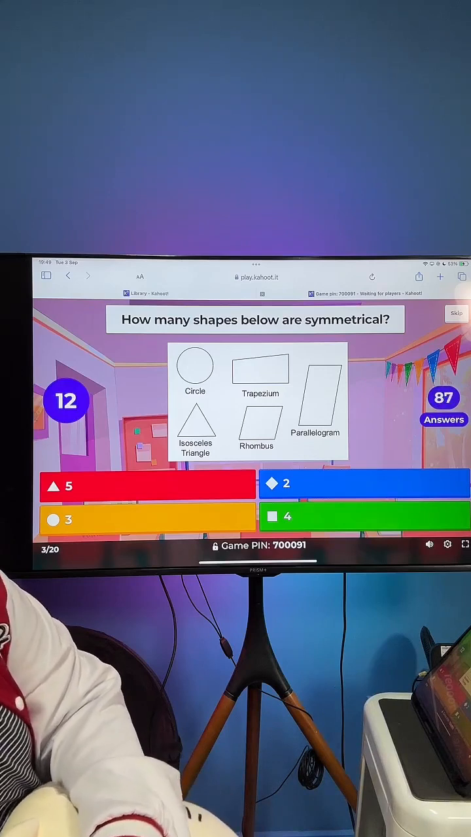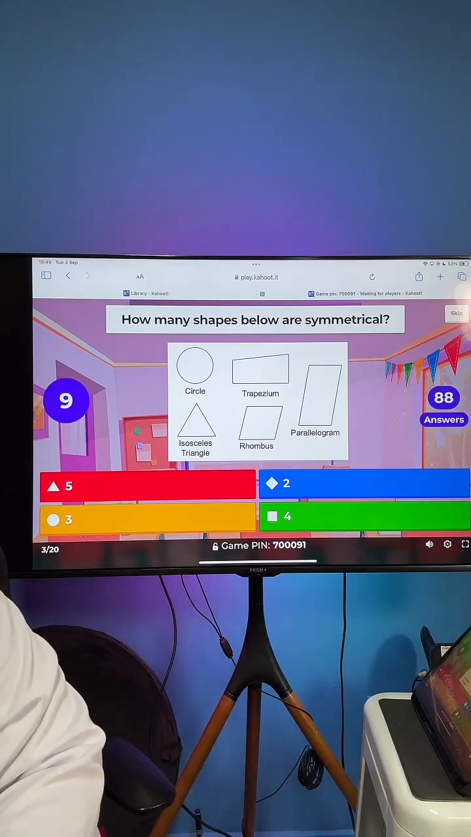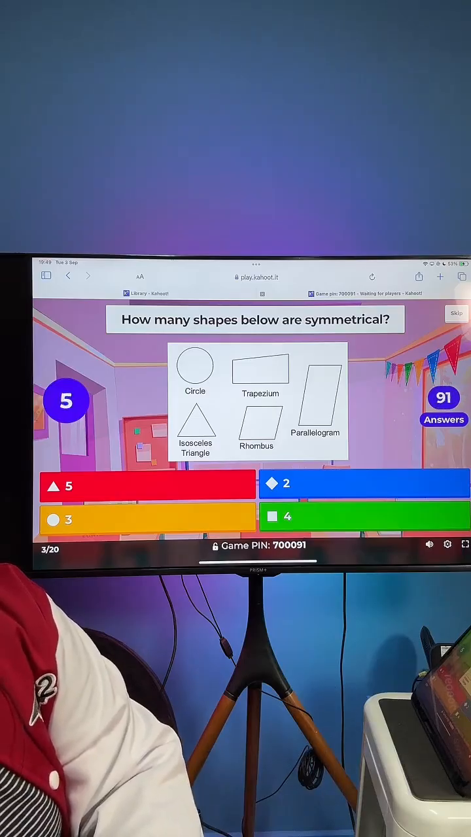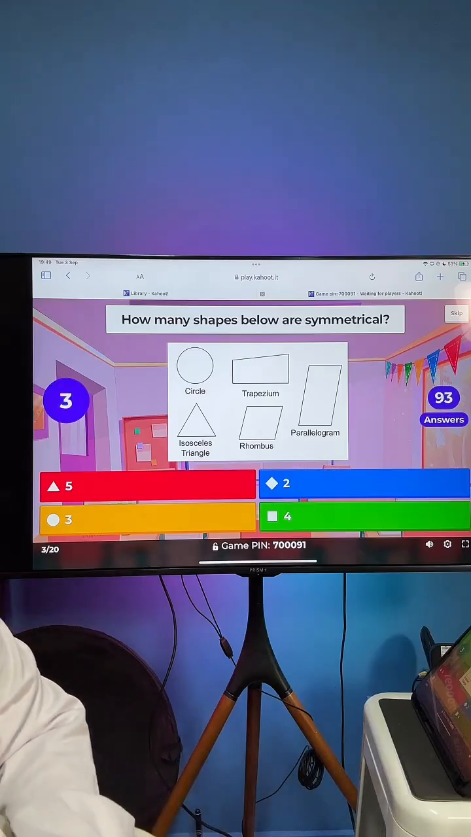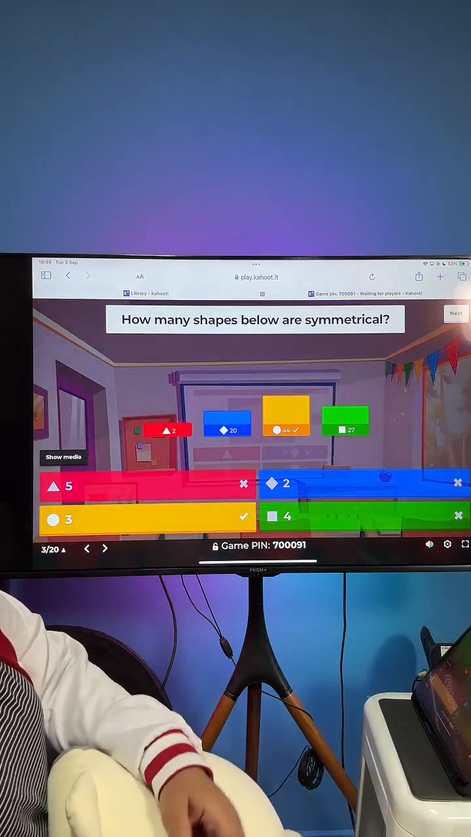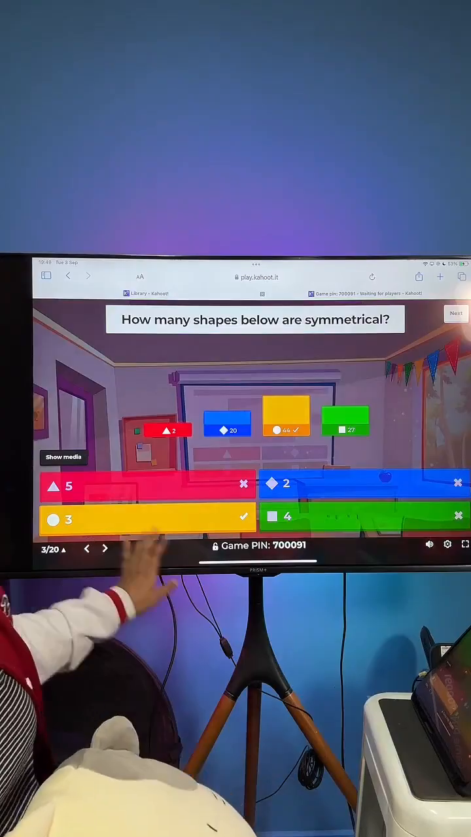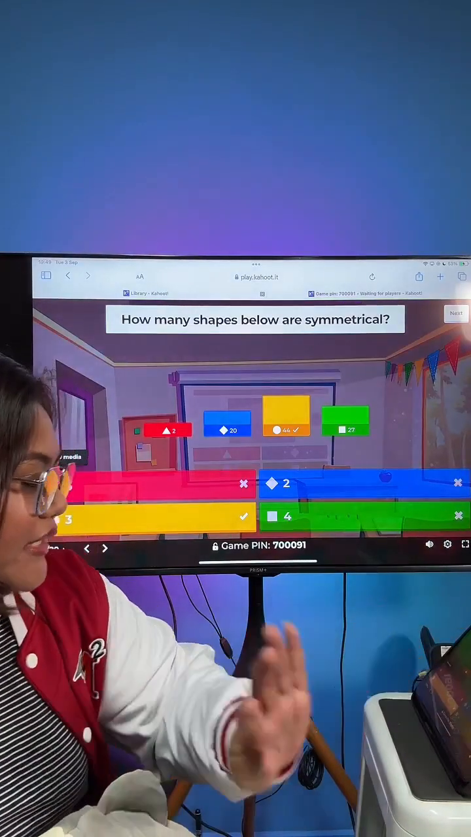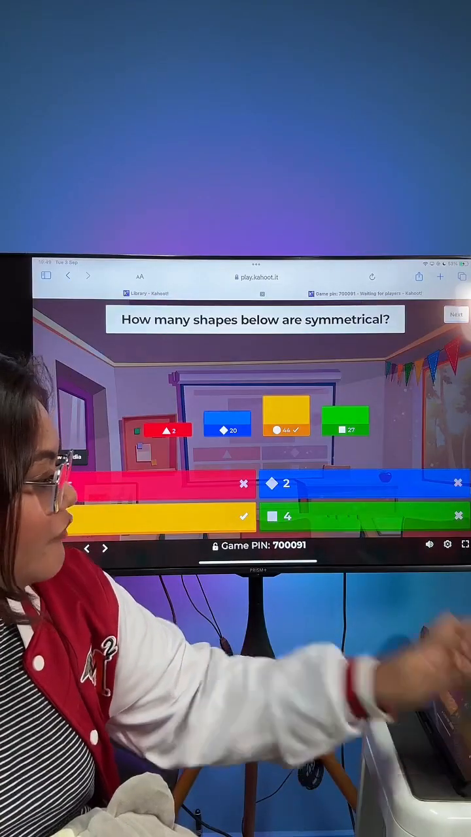How many of them are symmetrical? Alright, quite a number of differing answers. Okay, the correct answer is 3. For those of you who chose 3, well done. Let's see why it's 3, okay? It cannot be 4 or any of those there.